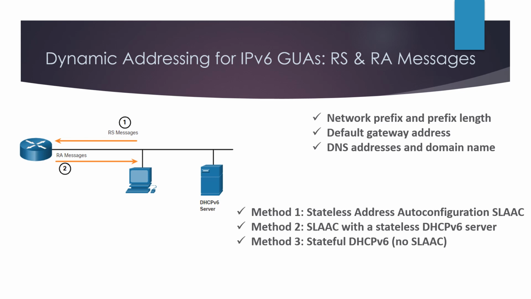And at method 3, with the stateful DHCP version 6 server, all the information can be obtained from the DHCP version 6 server. And it looks like the router says, I can give you the default gateway address, but you need to ask a stateful DHCP version 6 server for all your other information. So not all the information can be found on the router. The only thing that the router can give you at this moment is the default gateway address.